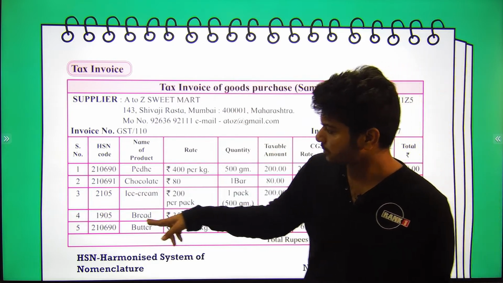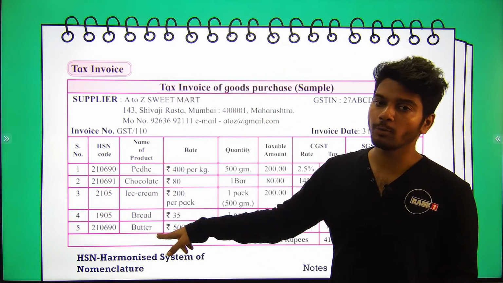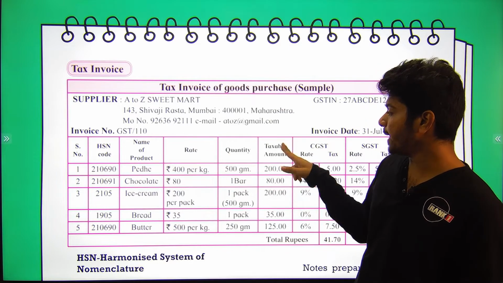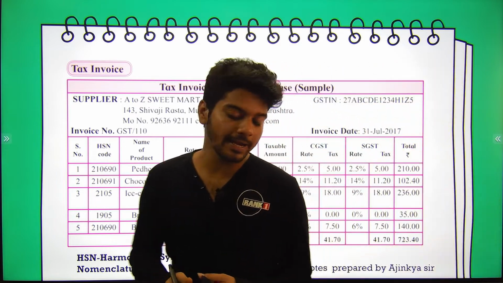Okay, now let's see the HSN code, name of the product, and rate, quantity, taxable amount, and CGST and SGST.